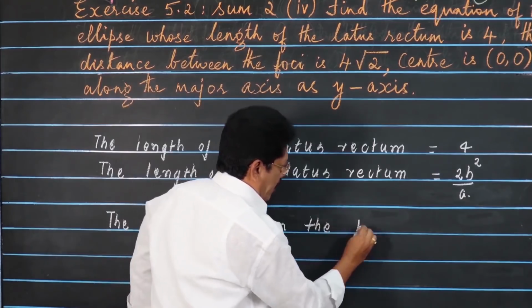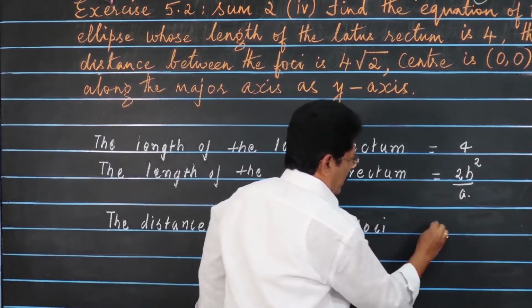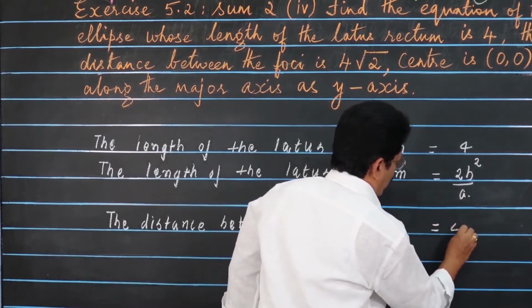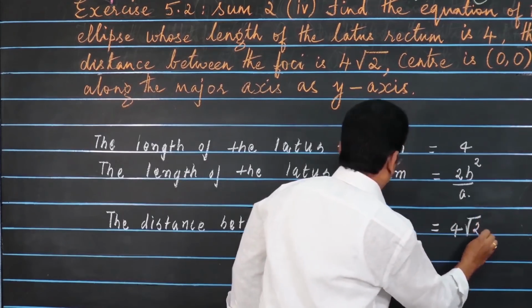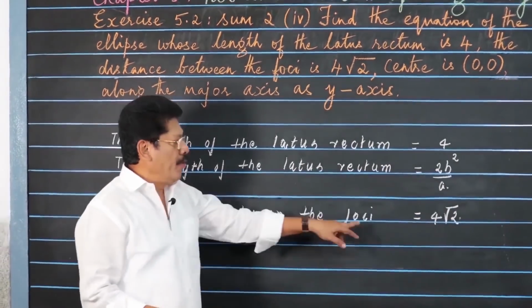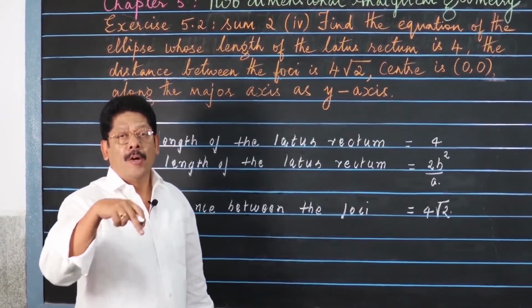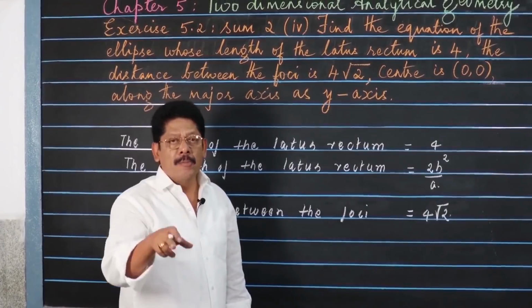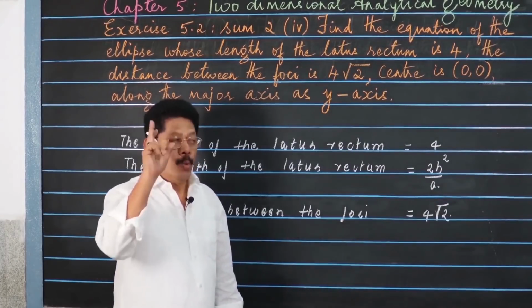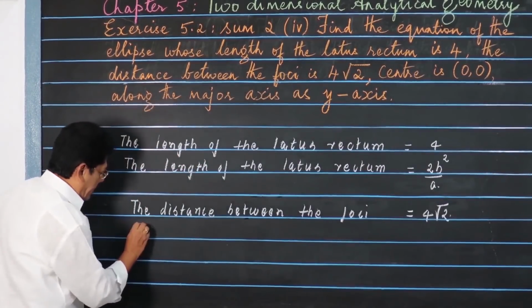The distance between the foci is equal to 4 root 2. The distance between the foci is 4 root 2. You must know the formula for the distance between the foci. The distance between the foci is equal to 2ae.